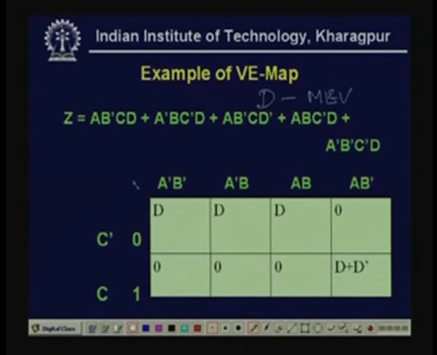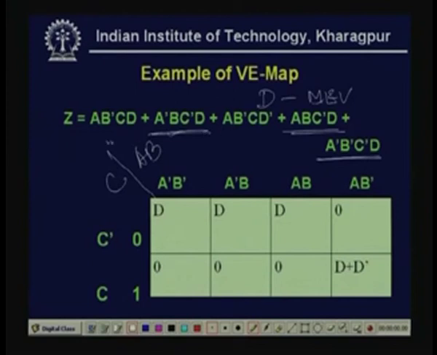Then again if we take A, B and C, then for A dash B dash C dash it is D. For this term A dash B dash C dash it is D. Similarly, if I take A dash B C dash, so it is D. This is A B C dash D. So A B C dash, if D is true, that means for this it is D.